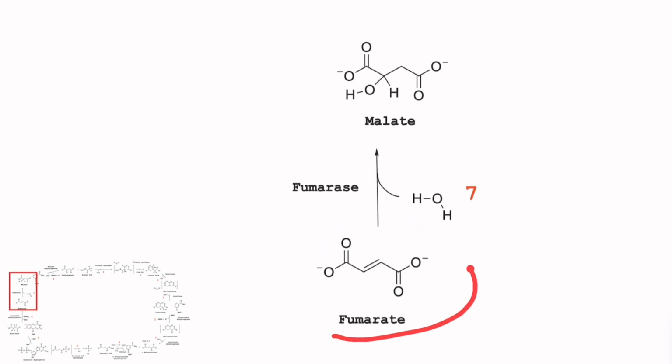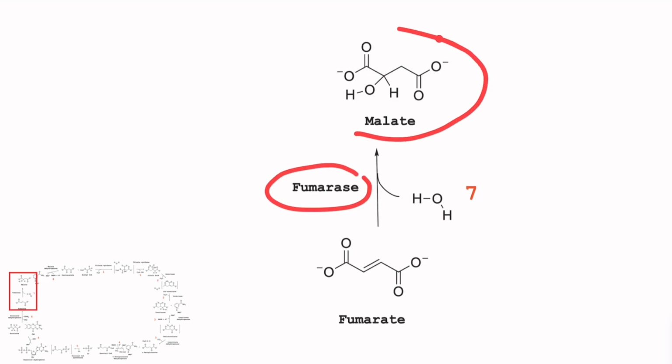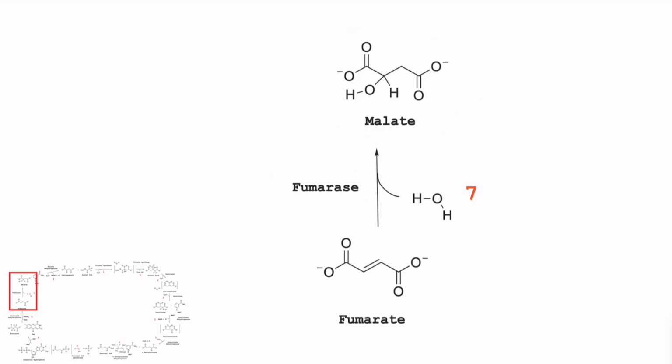In step 7, we start with fumarate, and for the hydration reaction, we use fumarase to convert to malate. A base picks a proton off of water, and the electrons open up the double bond, and an alcohol is added.